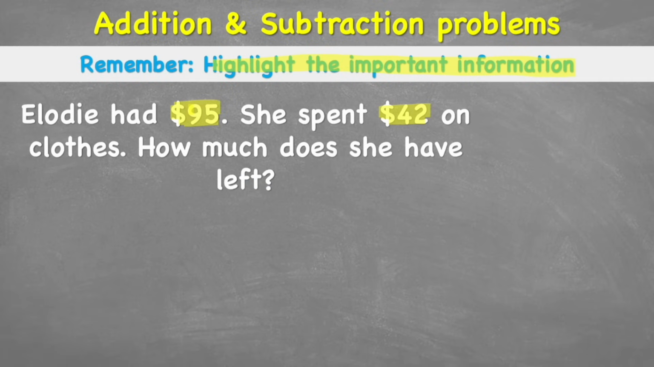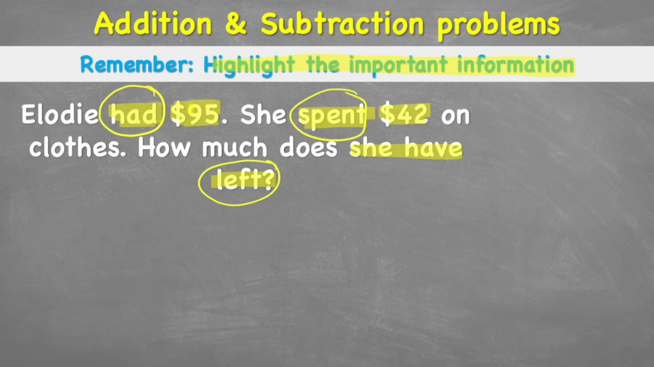It said that she had $95, but she spent 42, and how much does she have left? Those little three clues, had, spent, and left, suggest to me that our operation is going to be subtraction. So we had 95 and we spent 42. How much do we have left? So our question will be 95 subtract 42.